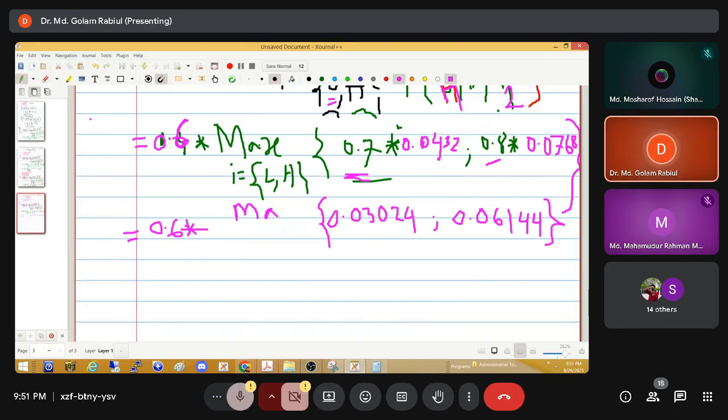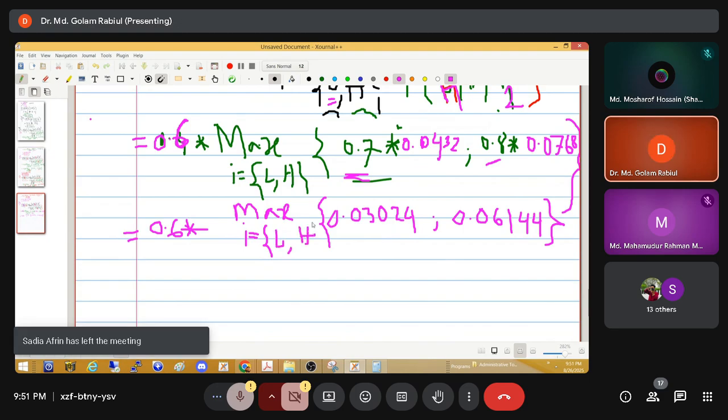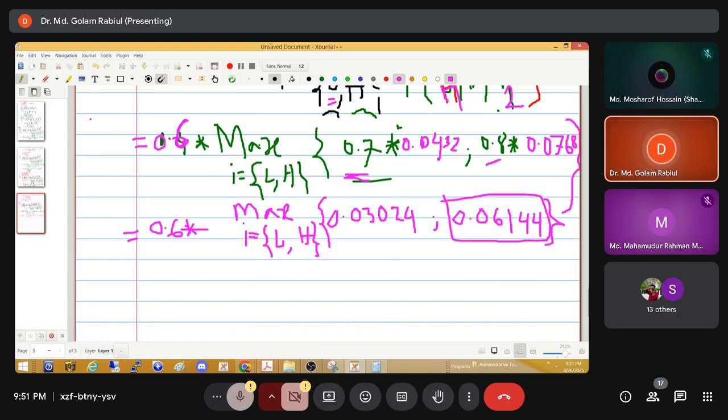Between these two, which one is maximum? We have to identify that. L and H. There is 0.3 and 0.6. That means this one is maximum, and actually this one is from H. So I equals H.